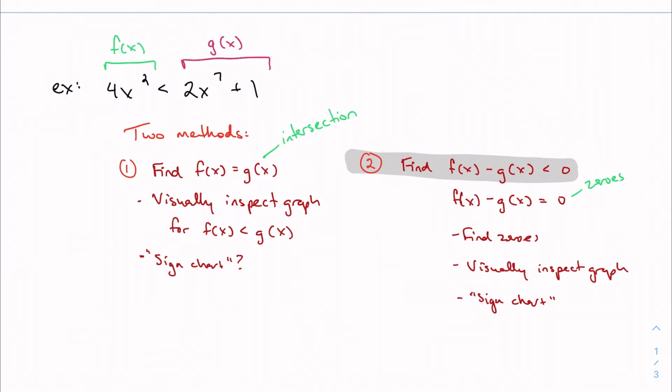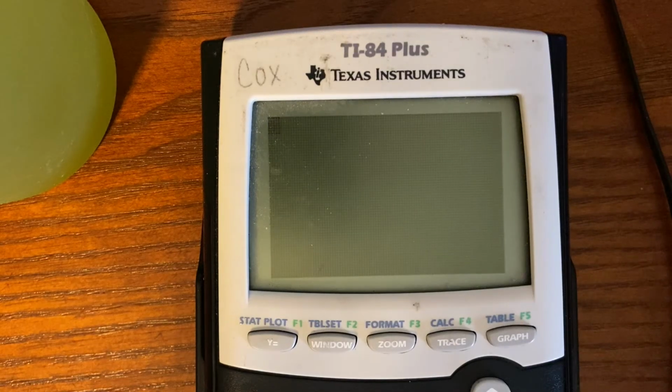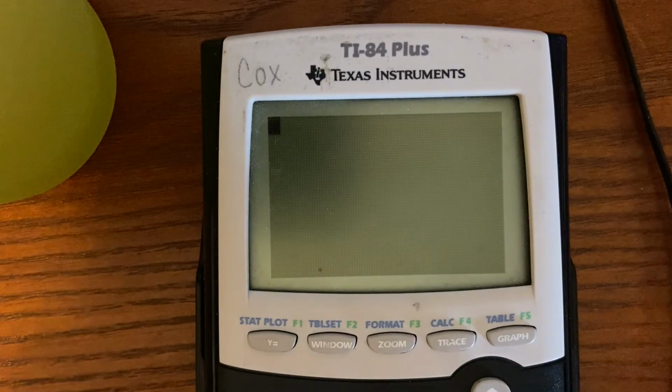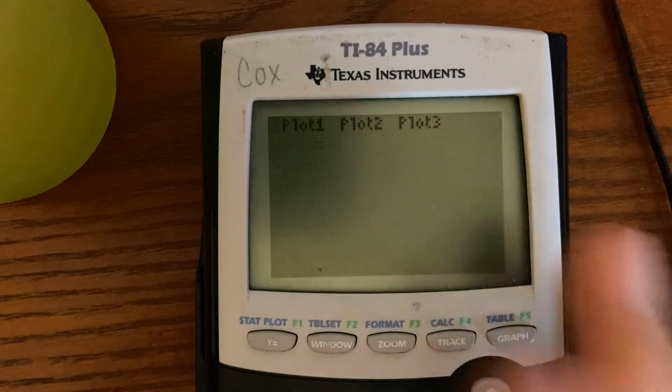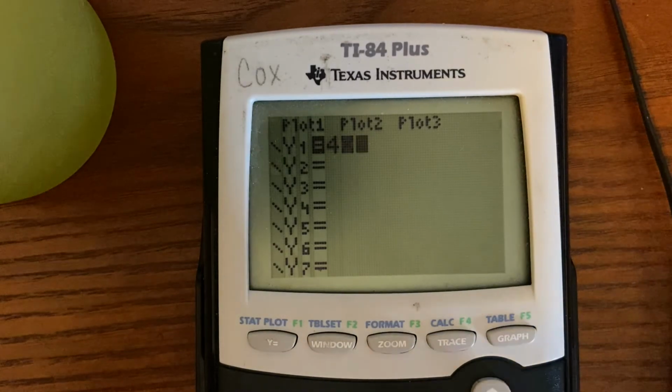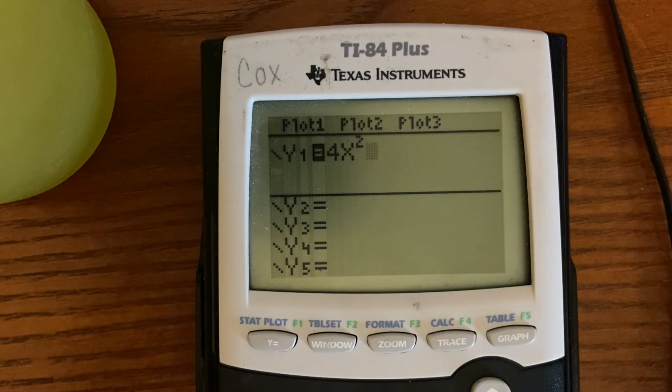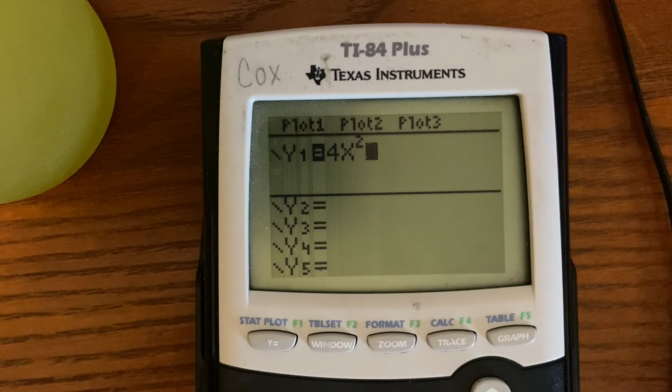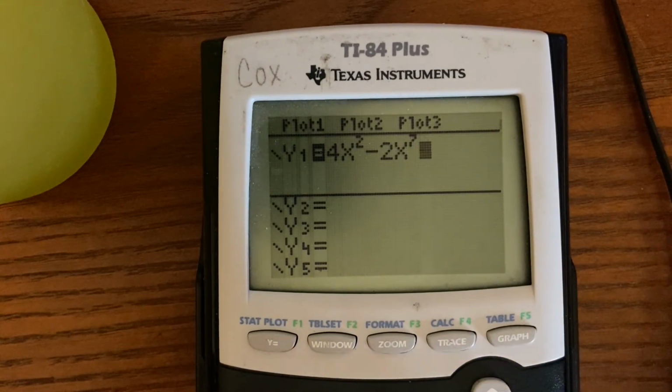I'm going to show the method that I think is a little bit more simple, and hopefully connects everything a little bit better. So in order to do this on my calculator, I again need to start by graphing this function. And if we're following the second method, then I need to find f of x minus g of x first. So this is something that we would do by hand. I would have moved the 2x to the 7th and the plus 1 over, so I'd have minus 2x to the 7th minus 1, and I'm going to just graph that function.